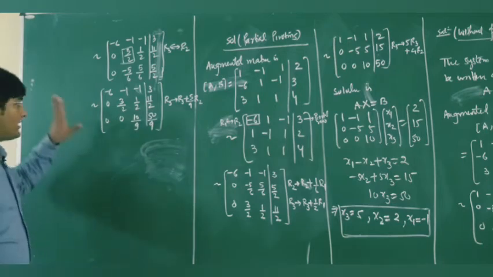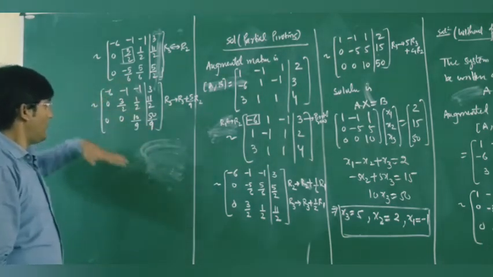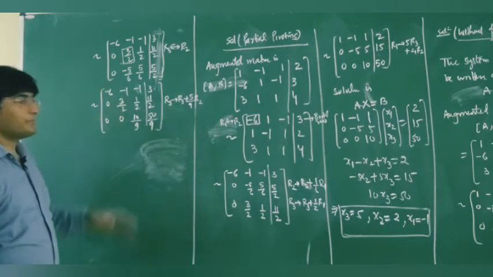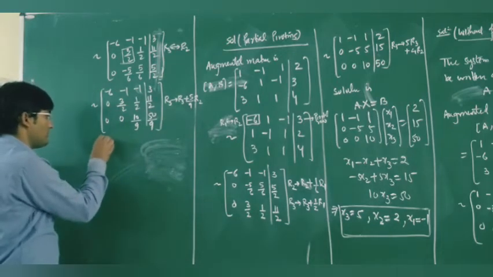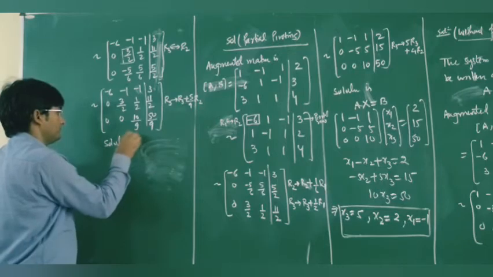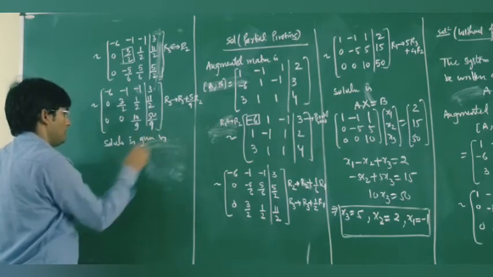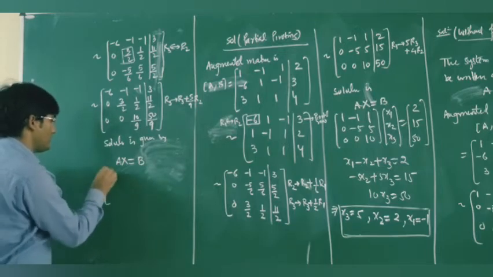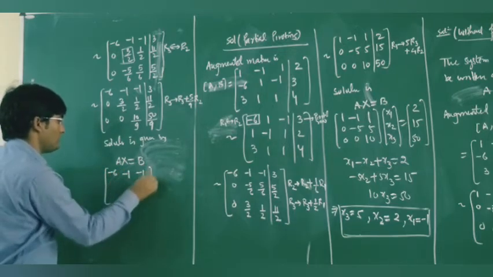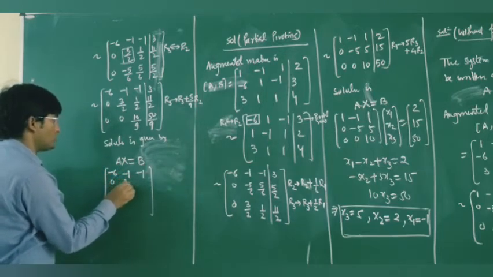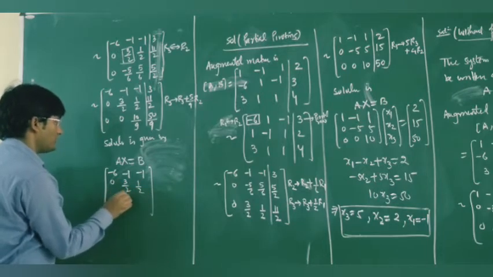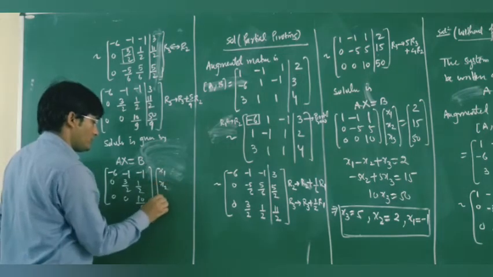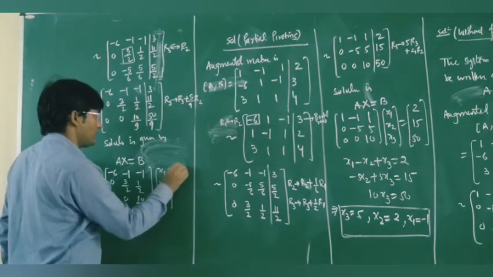Now with the help of partial pivoting, again we have reduced this matrix to our upper triangular matrix. So our solution is given by Ax equal to b. So your A is equal to minus 6, minus 1, minus 1. Our matrix has 0, 3 by 2, half. Then we have 0, 0, 10 by 9. Your x is x1, x2, x3, and we have this b.